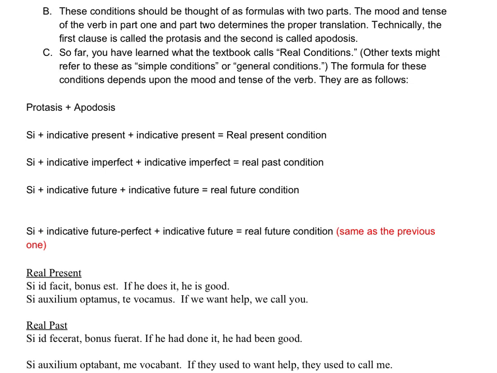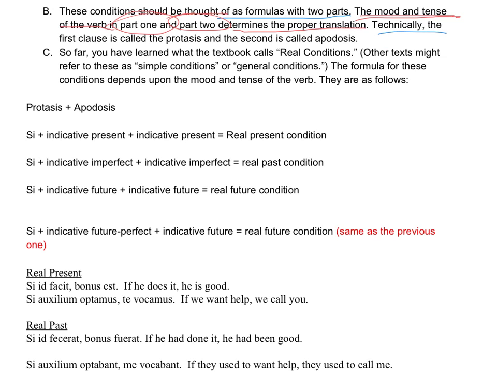I really think the best way to teach conditions is that they should be thought of as formulas with two parts. The mood and the tense, in particular, not the voice, not the person and number, the mood and the tense of the verb in the first part of the two parts and the second part of the two parts determines how the whole sentence is translated together. You have to know the mood and tense of part 1 and the mood and tense of part 2 to understand how to translate a condition.